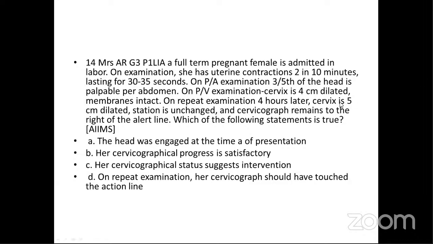She has increased by just 1 centimeter during the 4 hours. See, once she's 4 centimeters plus, it indicates that she's in the active phase of labor, right? Yes, ma'am. Remember, she's a multigravida, a third gravida. So what is the rate of cervical dilatation you should expect in the active phase of labor in a multigravida? The average rate?